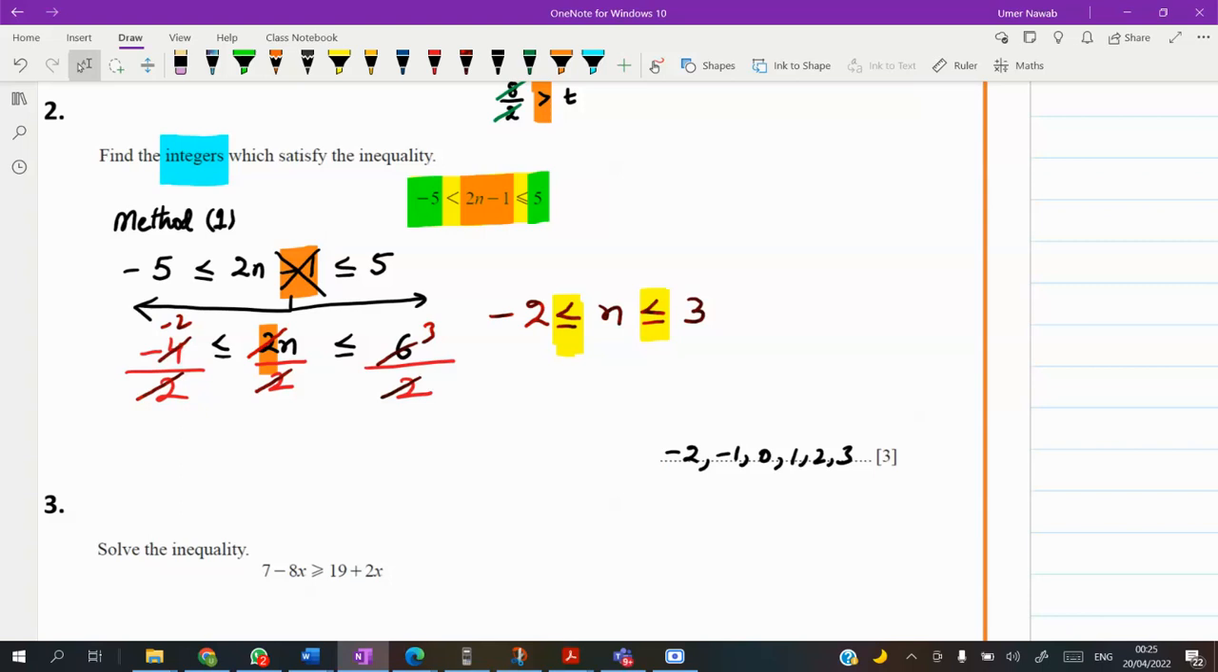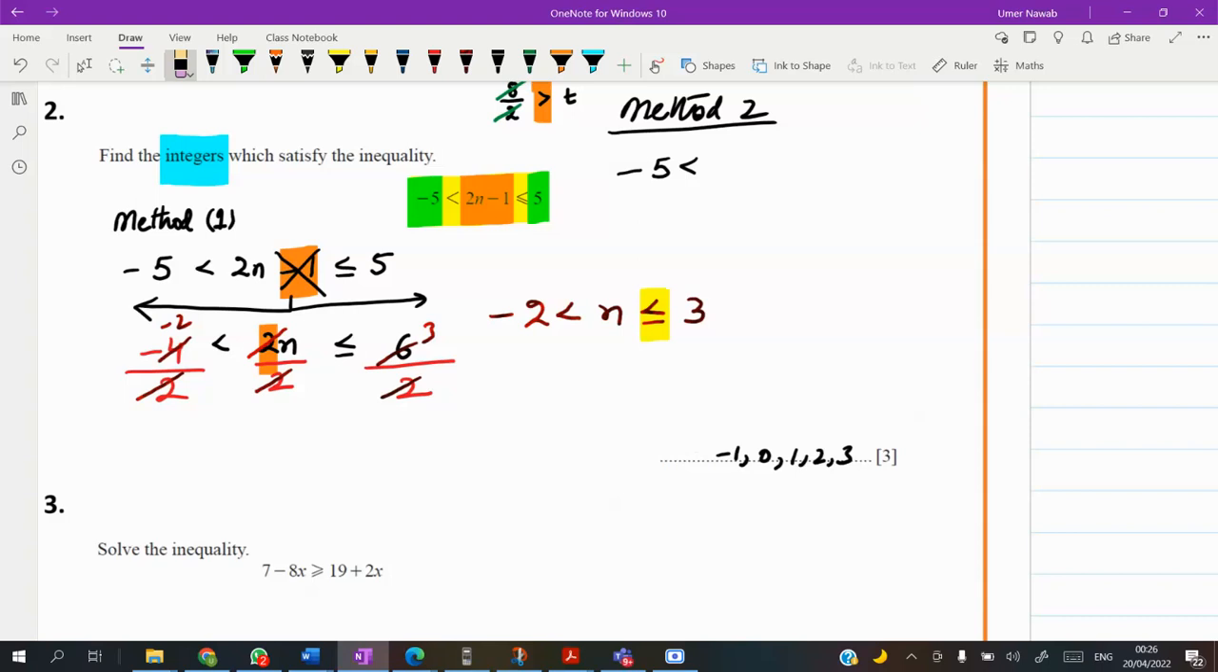We can solve this question also in a different way, which is method number 2. Method number 2 says that we can split this inequality into two inequalities, like minus 5 less than. Let me check, guys. He didn't write the equal sign here, so let me raise the equal sign. And then minus 2 will not be included. Got it.